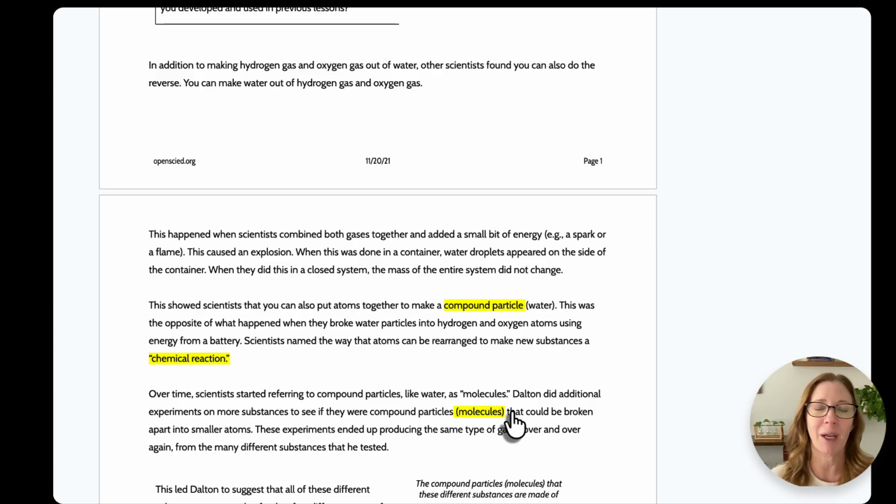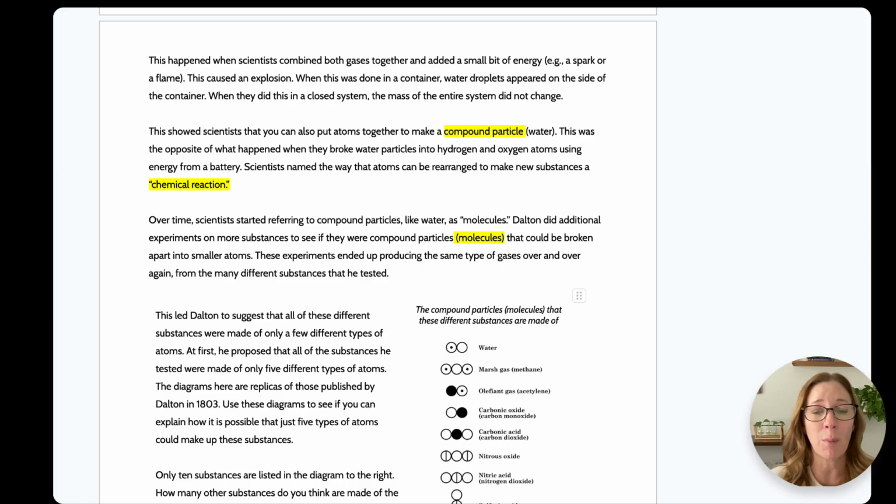So finally, we get to use the terms atom, molecules, chemical reaction, and compound particle just means that more than one particle is put together. Now, one important thing here is this key to look at how Dalton represented the different atoms that are in water. We've got a circle for a particle of one atom and a circle with a dot in the middle for a particle of the other atom. And so we're really introducing the idea of modeling particles of different substances.